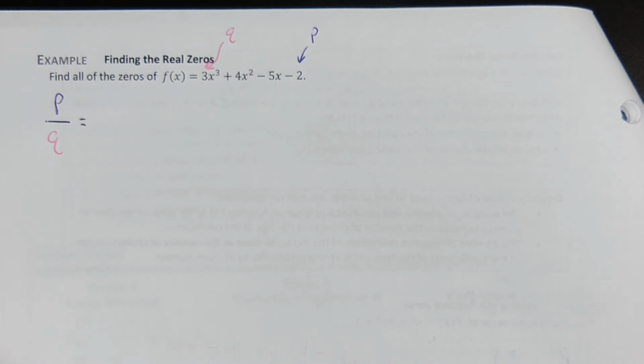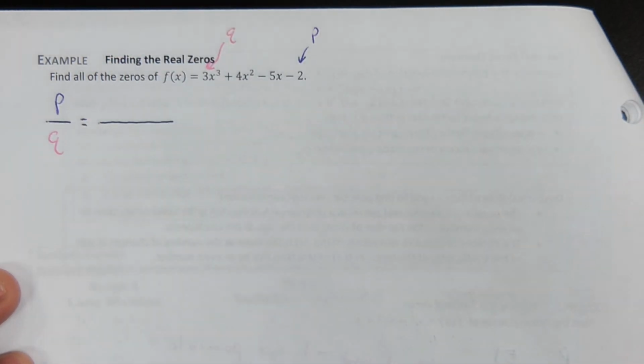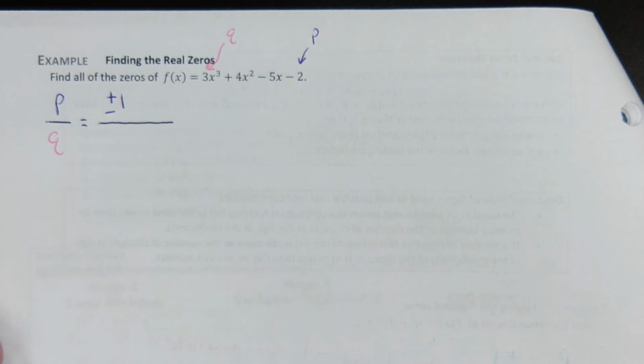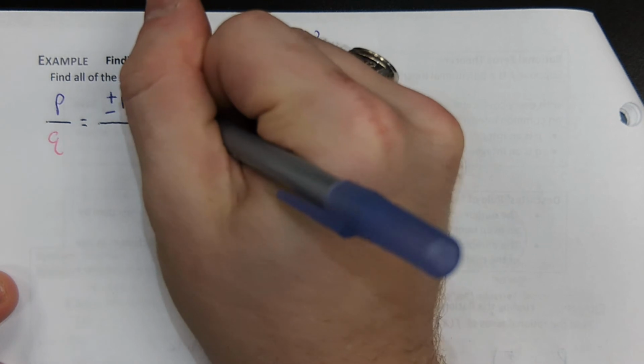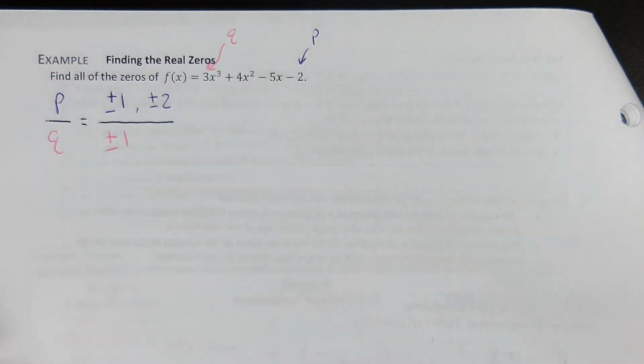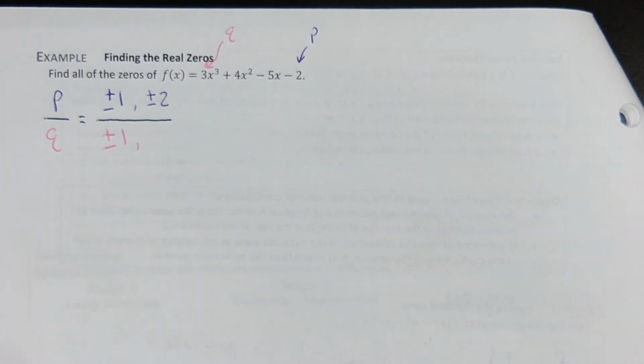All of the integers, positive and negative, that I could divide negative 2 by: plus or minus 1, which, by the way, is always an option, and plus or minus 2. Comfortable so far? Our polynomial's leading coefficient is 3. Plus or minus 1. Like I said, plus or minus 1 is always an option. And since 3 is prime, plus or minus 3.